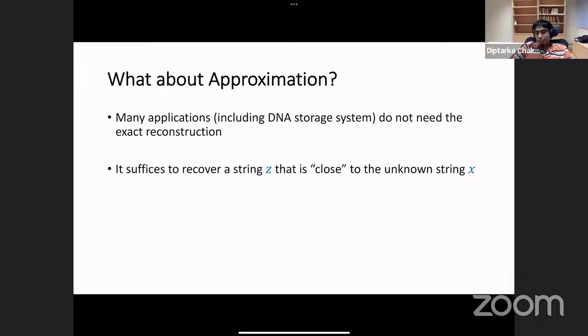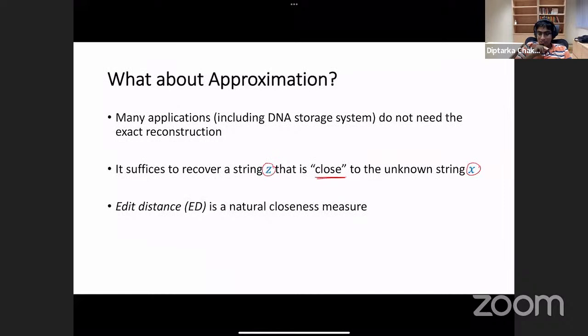It should not be exactly equal to X. And edit distance is a natural closeness measure when I consider this closeness between the reconstructed string Z and the unknown string X. And why is it natural? Because this noise is also like edit noise. So that's why the edit distance, I guess, is a natural choice.